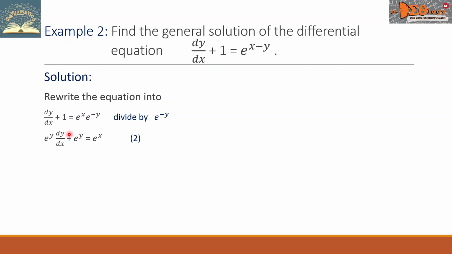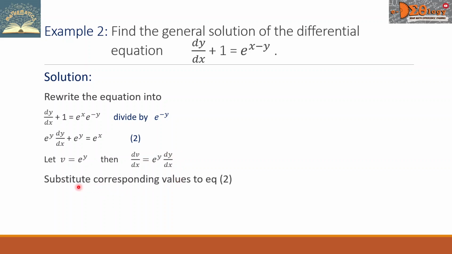Next is, take note of this e raised to y, because we're going to let v equals this value e raised to y. When we take derivative with respect to x, we have this dv over dx equals e raised to y times dy over dx. Next is, we substitute corresponding values to equation 2. The equation 2 now becomes dv over dx plus v equals e raised to x.